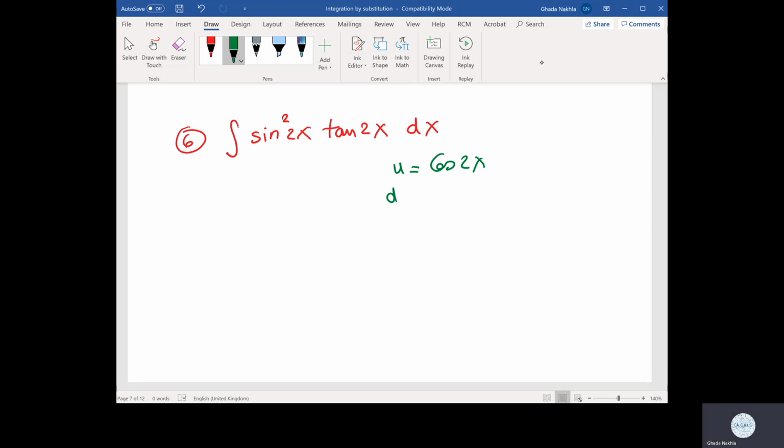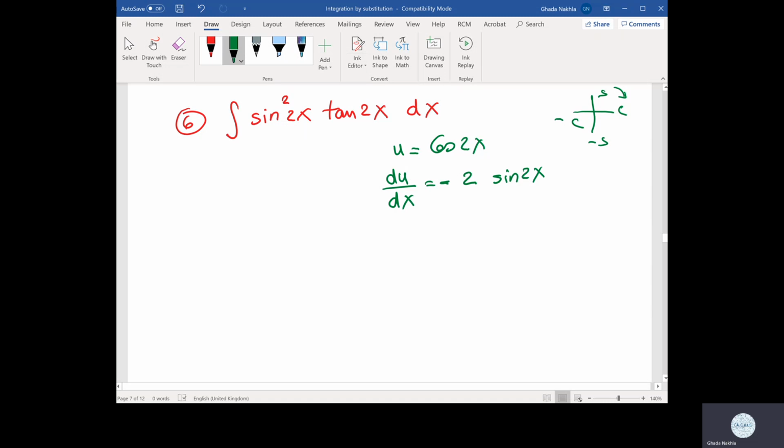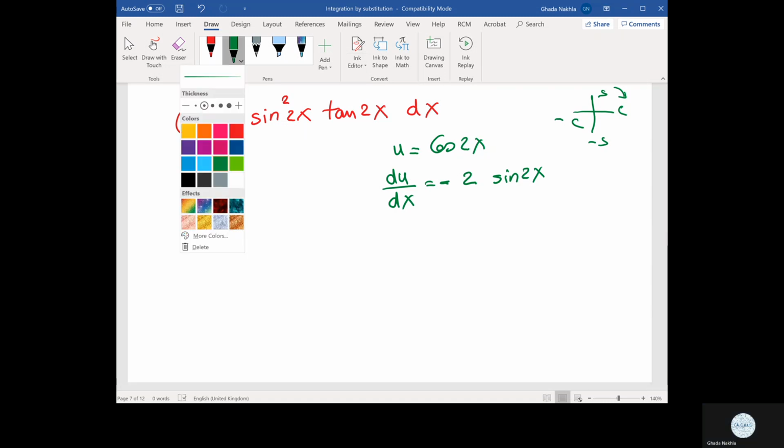Right, so du by dx. Let's remind ourselves, this is sine, cos, minus sine, minus cos, differentiate this way. So cos differentiates into minus sine. So I know there will be a minus sine 2x there, but it's kx. So it's going to be minus k sine kx, or 2x. k is 2. So minus 2 sine 2x. Right? Let's now substitute everything to the best of our ability in terms of u.